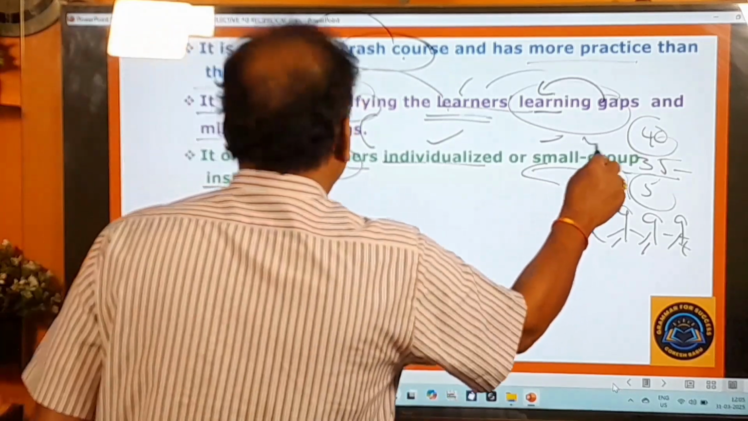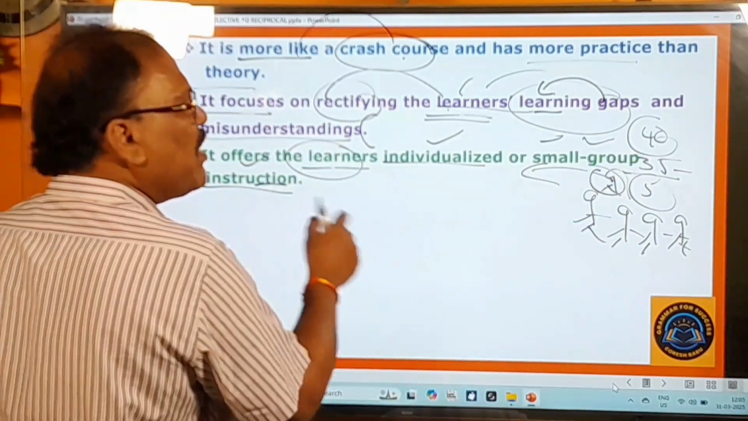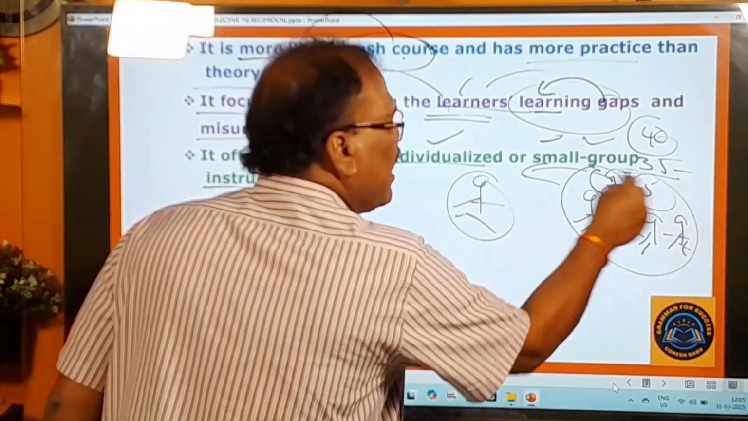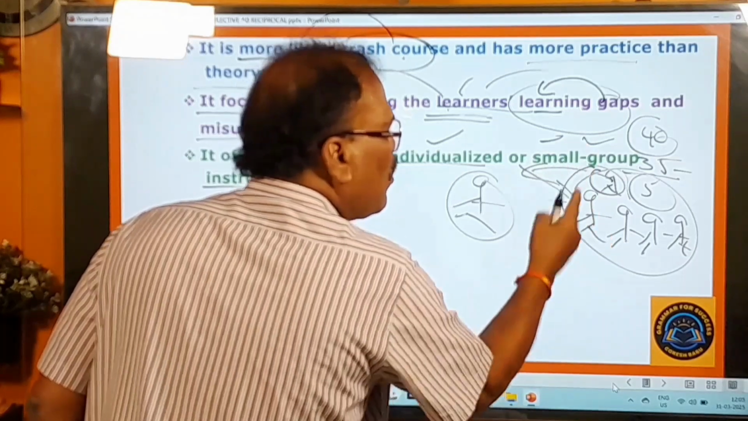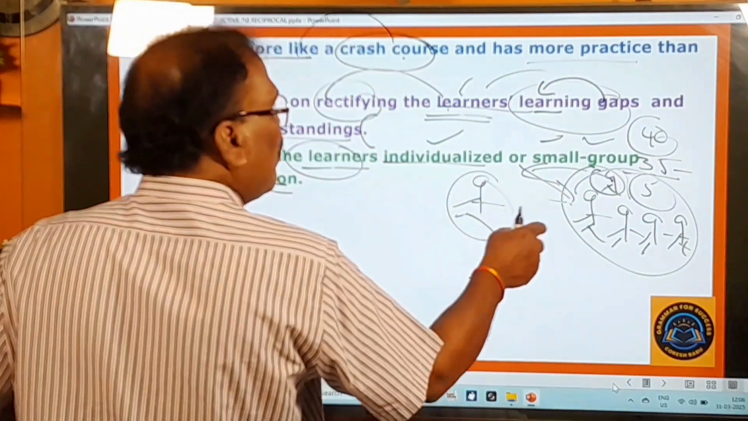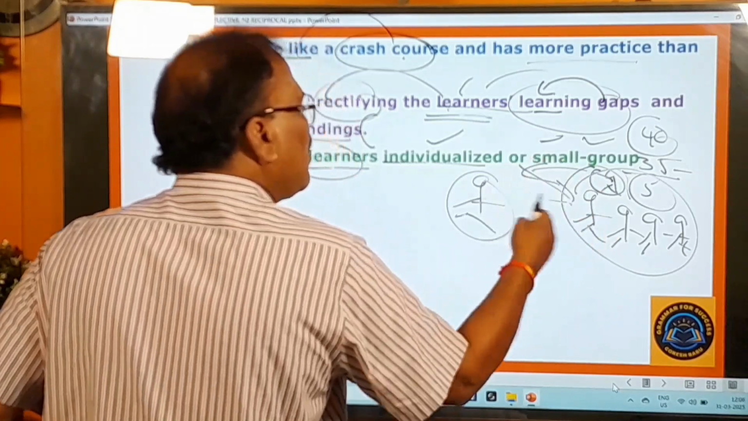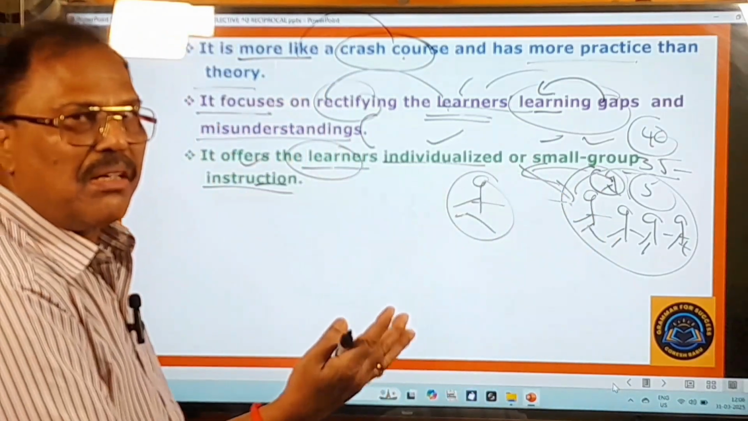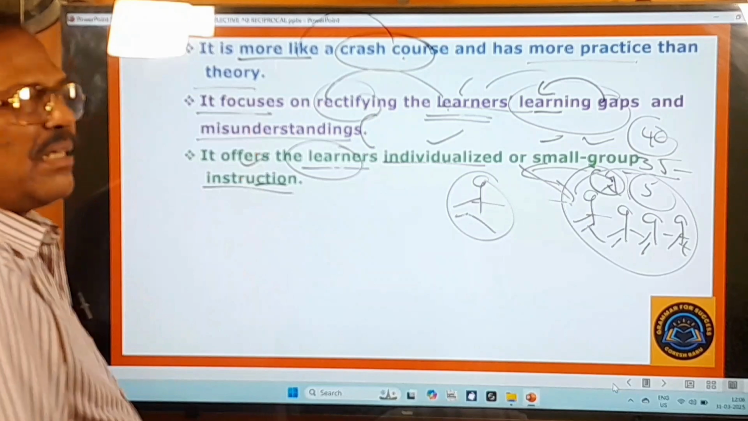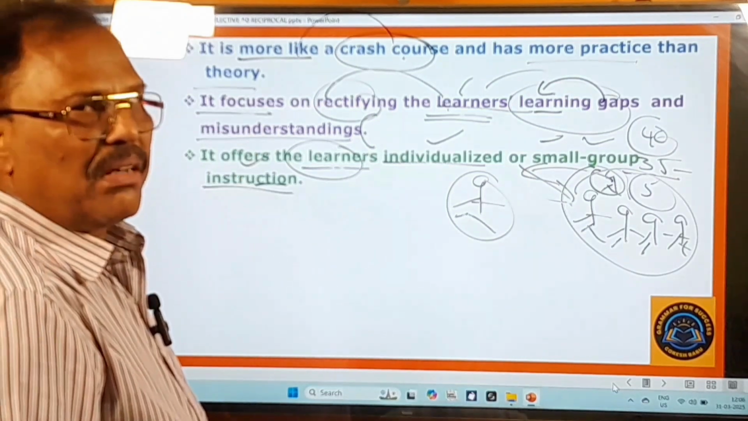And small group instruction also. Small group means all the 5 students will be taken at one place, and that's called small group instruction. Sometimes it involves teaching all the students in a small group, or teaching some individual students separately also. So that is yet another important feature of this remedial teaching.